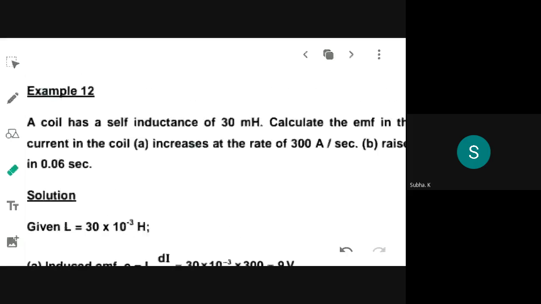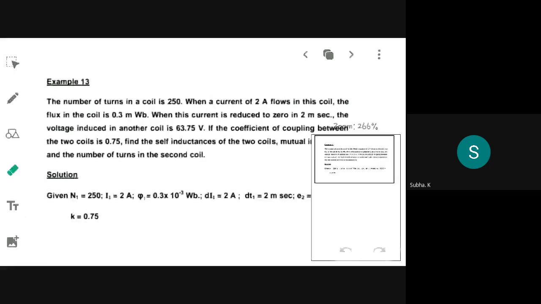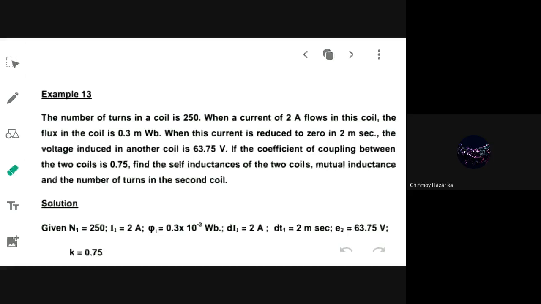Okay, this problem we try to solve. Okay, take on this one. That's only important. So take on the problem.